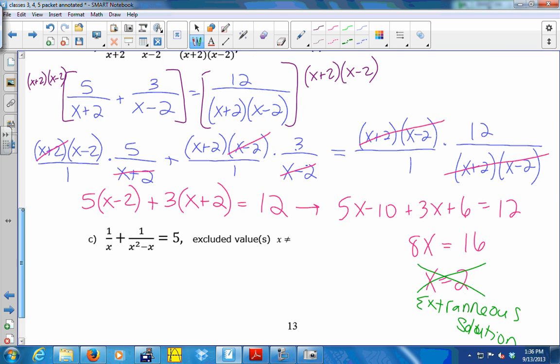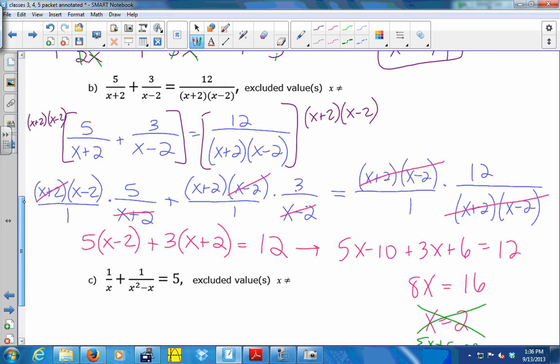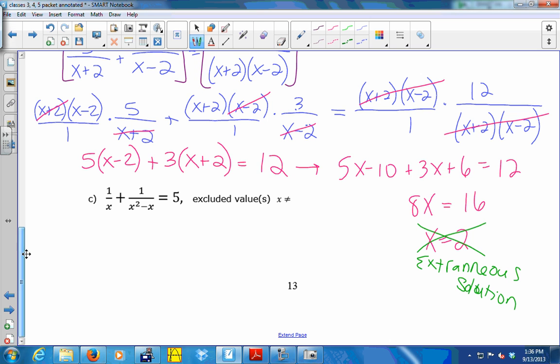So what can we say about this equation? No solutions. So this equation has no solutions. There is no value of x in the whole real number system that will make it true.